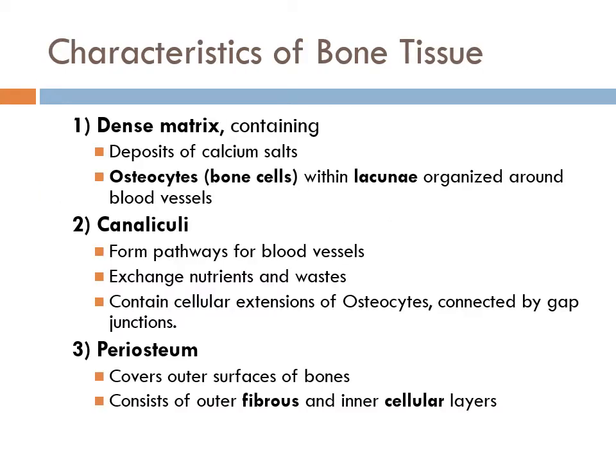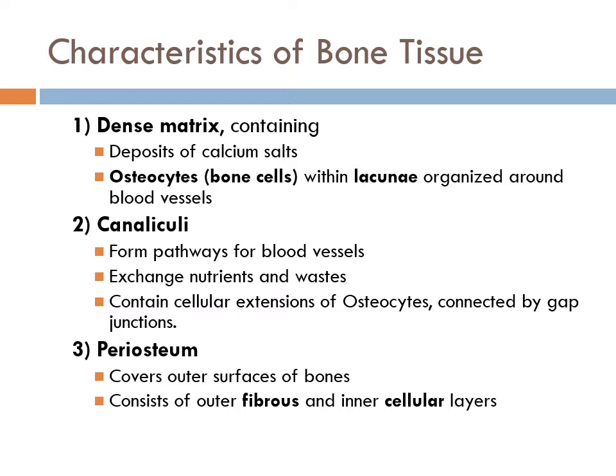The dense matrix of bone contains calcium salts, and these cells are osteocytes, which are bone cells that live within a lacuna, and they're organized around blood vessels. Remember, the lacuna is an opening. We saw when we did tissues that cartilage has chondrocytes that live in a lacuna. So bone tissue has osteocytes that live in a lacuna. We're going to learn about other bone cells as well, but the osteocytes are the mature bone cells that maintain the bony matrix, and they live within the lacuna.